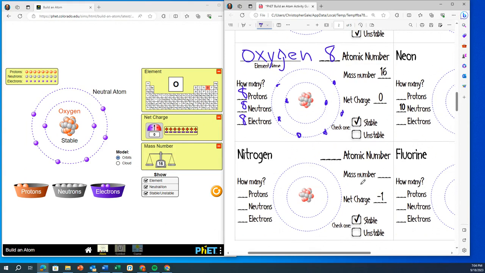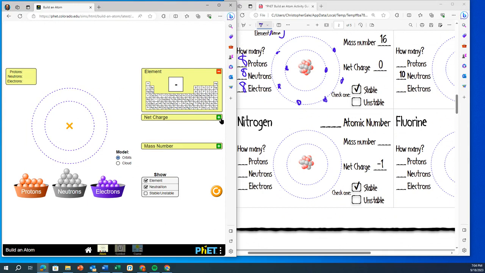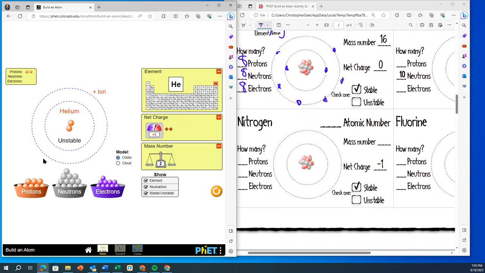All right, last one. This is nitrogen. So they're telling you what it is. So notice nitrogen is next to oxygen. It's the letter N. Reset this. Stable. And nitrogen is 1, 2, 3, 4, 5, 6, 7. So we should have 7 protons. 1 is hydrogen, 2 is helium, 3 is lithium, 4 is beryllium, 5 is boron, 6 is carbon, 7 is nitrogen.